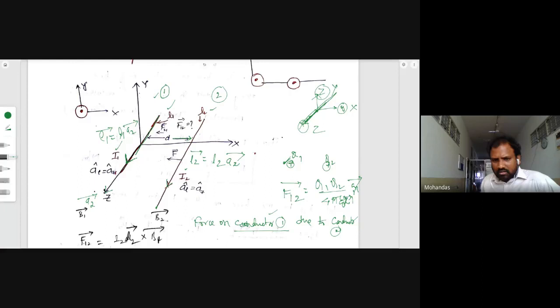How to write due to here? So the causing, which conductor is causing the force here? You have to see that. Conductor 2, this is conductor 2 causing the force on Q1. So for that you have to write 2, 1. The subscripts are more important, otherwise you will get the negative answer.